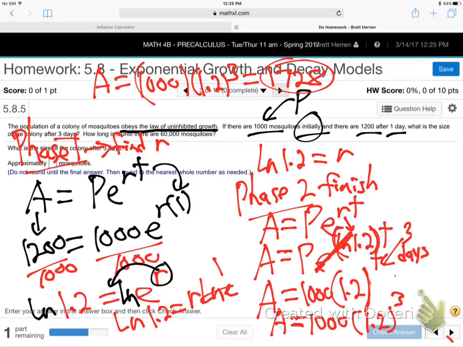Does that make sense how that worked? Because there's actually a third question we want to answer. Is everybody good to that one? Everybody see how that works? So we're using the PERT formula on all these, right? The initial amount of mosquitoes is 1,000. So you write the PERT formula and do phase 1 to find r. Then you start over with the PERT formula, put in the r, and the e and the natural log cancel, and what was inside the natural log drops down to the base.